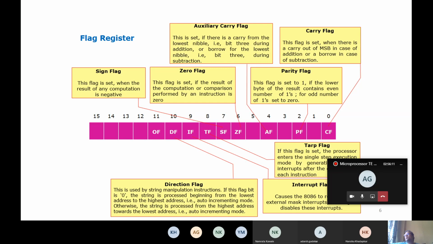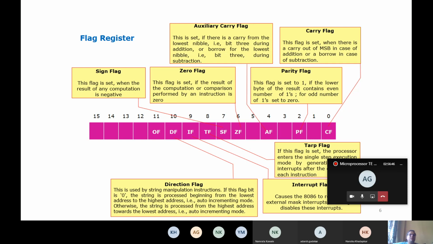So the 8086 provides you the facility to decide the direction in which you want to process the string, whether you want the processor to process the string from left to right, or from right to left. This option can be selected by using the direction flag. If this flag bit is cleared, that means if I write DF equal to 0, if I clear this bit, then the string will be processed from left to right. That means lowest address to the highest address.